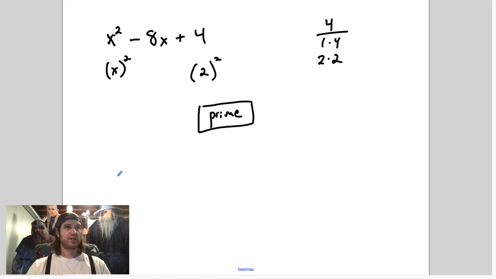Just like saying, hey, I want you to factor the number 17. We can't break it apart. This is a prime number. Say the same thing about polynomials.